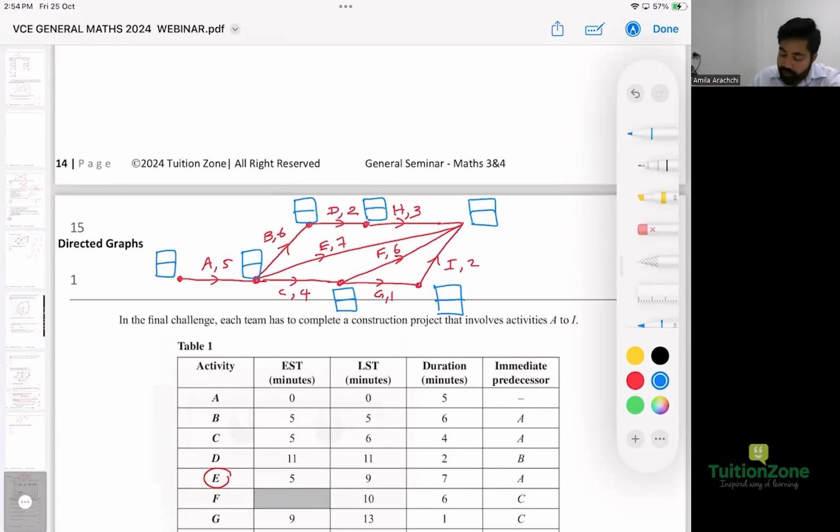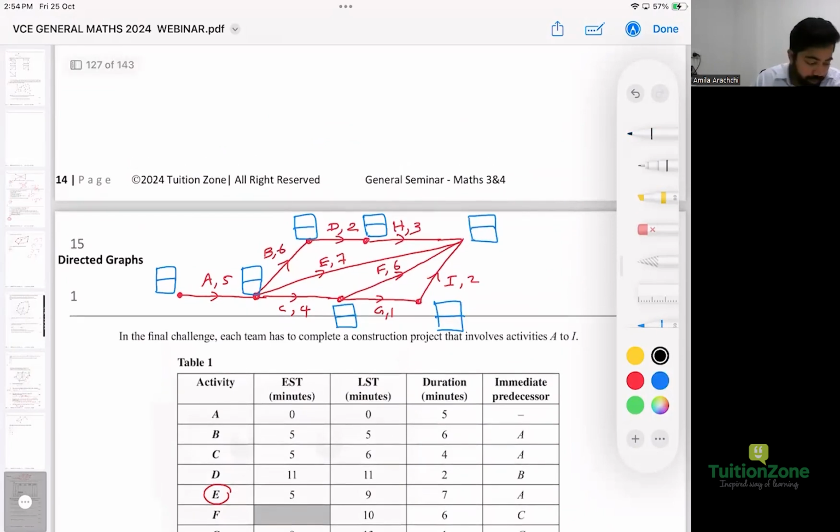All right, let's put the numbers. At the beginning, that's 0. And this is 5. And 5 plus 6 is 11. 11 plus 2 is 13. And then I'll stop there. And the next one is 5 plus 4 is 9. And then also you can do 9 plus 1 is 10.